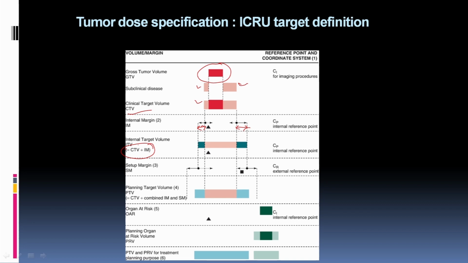Again, we need to give some setup margin, this is the setup margin, and CTV plus internal margin plus setup margin is the planning target volume. And we give the organ at risk volume, because this critical structure may also have some movement. So, they give a planning organ at risk volume. So, this is the PRV volume, and finally, this is the PTV volume, and this is the PRV volume.